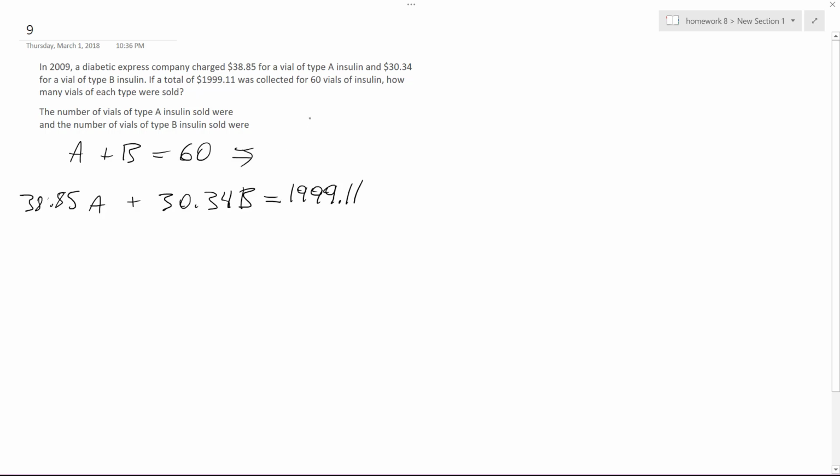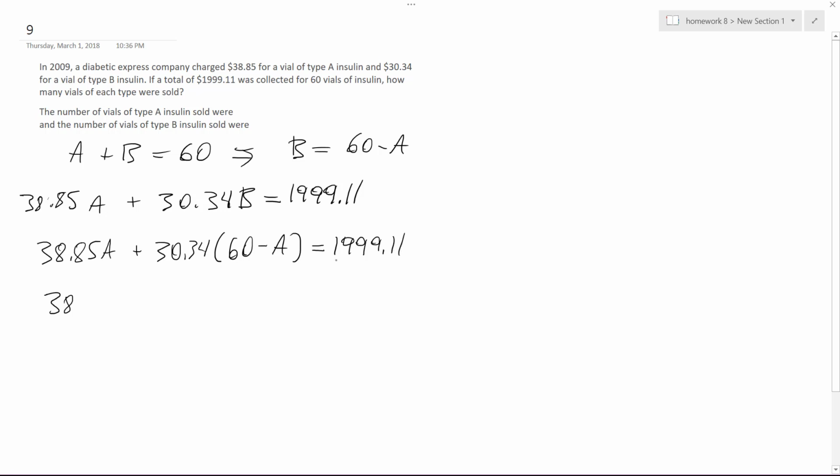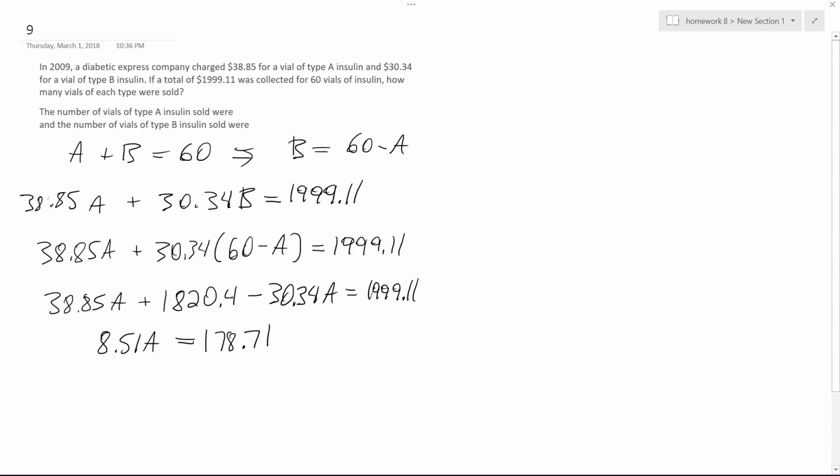So I'll just sub in here. We'll make it so B is equal to 60 minus A. I need to write this here. All right, presto. I just had to do a bunch of work on the calculator there. So let me divide this by 8.51.